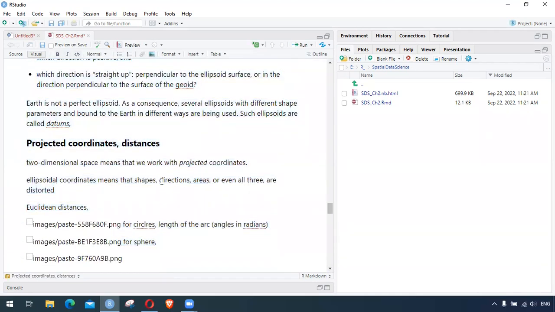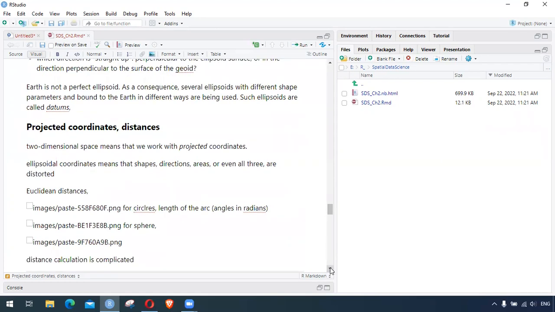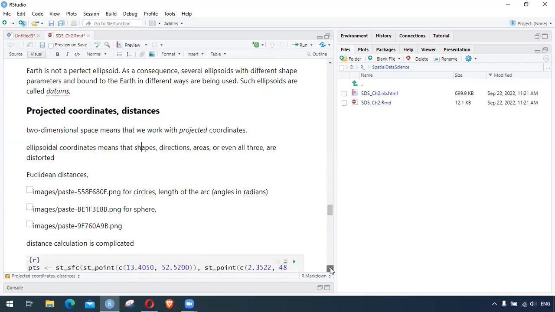And in two-dimensional space, we work with projected coordinates, and for ellipsoidal coordinates it means that shape, direction, and areas are distorted when we bring them into two dimensions. And in the case of projected coordinates, we have different ways to measure the distance.